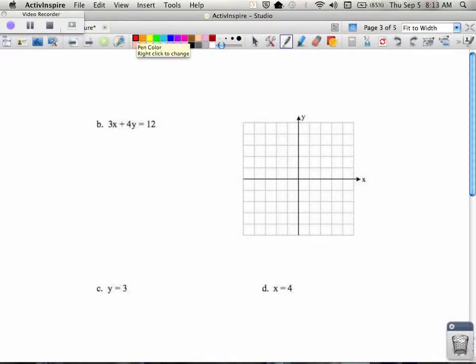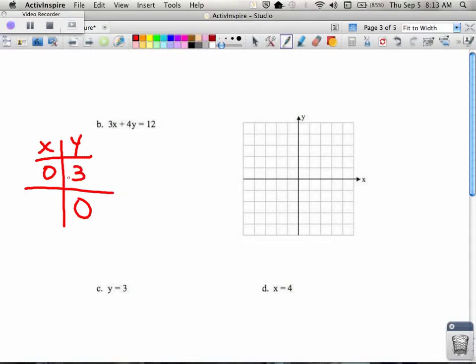Okay, so in part B, we follow the same process with our x and y's, putting zeros in for x. You have 4y equals 12, which means the y value should be a 3. And if you do the same and put a 0 in for the y value, you have 3x equals 12, which means your x is going to be a 4. So as I look at my picture, I have 0, 3, which is my y-intercept, and I have 4, 0, which is my x-intercept.